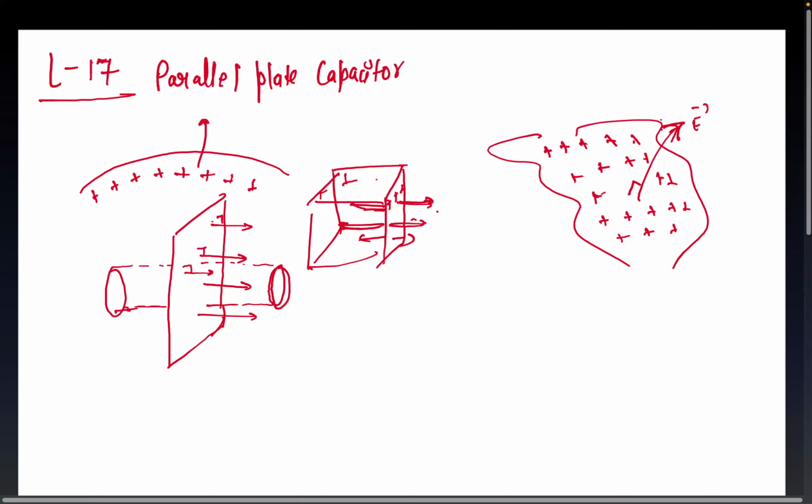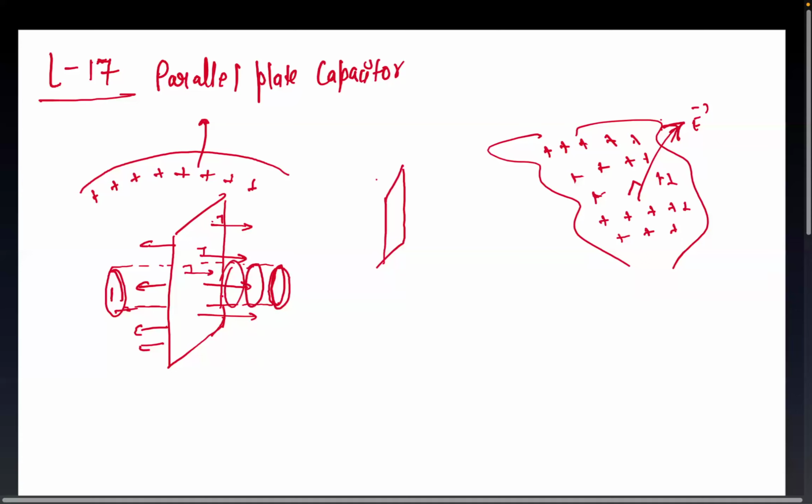Here, what I am going to take is the individual case, where you have a single plate and the electric field can be on both sides like this. So in this cylinder, how many surfaces do I have? One is this surface, another is this one, and another can be this, right? The whole thing.